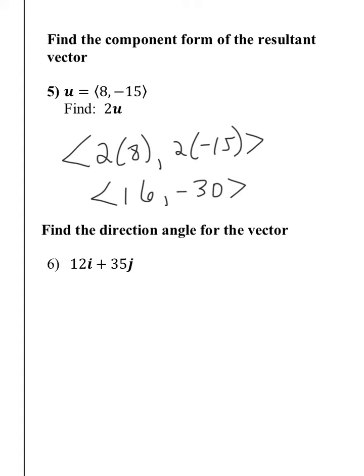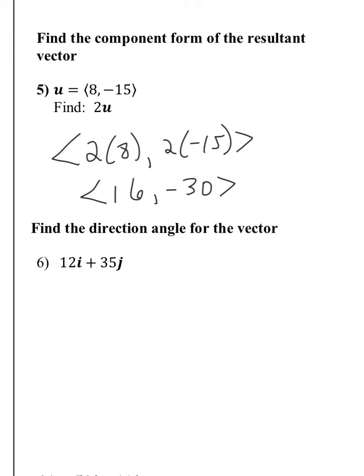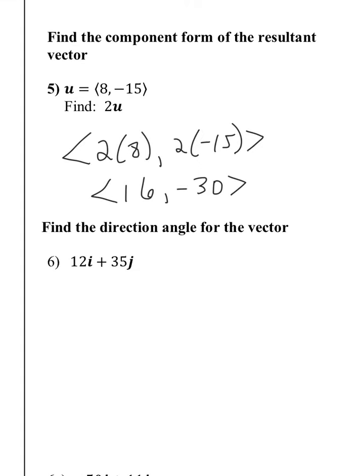Okay, in question 5, we are just finding the component form of the resultant vector. So what this question is asking me to do is take this vector u and multiply it by a scalar of 2. So all we have to do is multiply each component of our vector by 2. So 2 times 8 and 2 times -15. And we get 16 and -30 as our components.